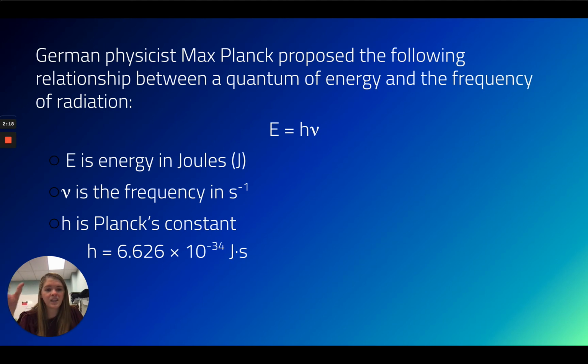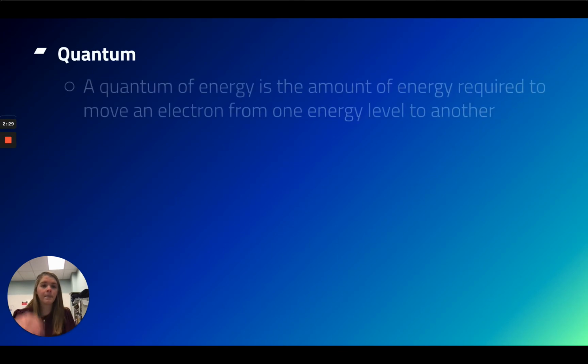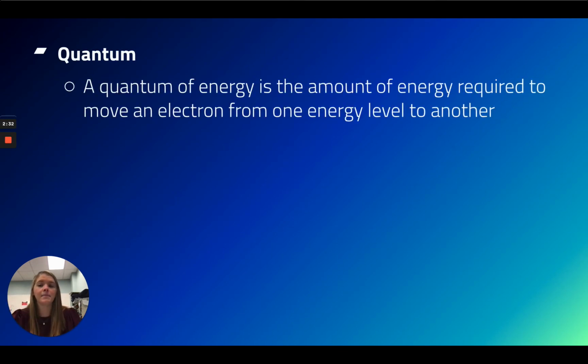Okay, so we're going to be using this equation to find energy of a system based on its frequency and Planck's constant. Just some other terms you need to know is a quantum. A quantum of energy is the amount of energy required to move one electron from one energy level to another.